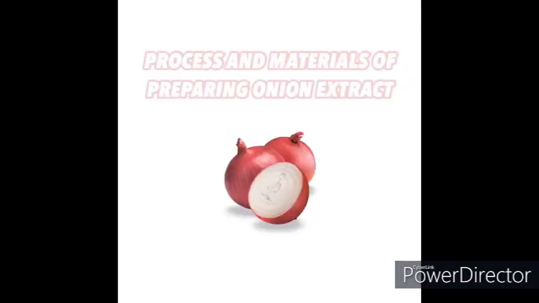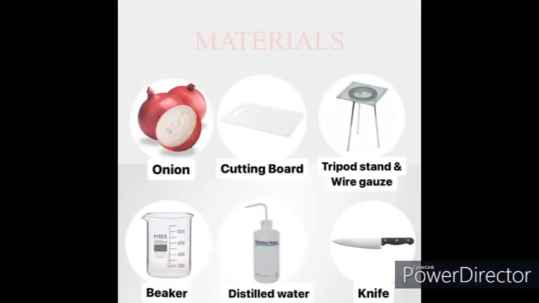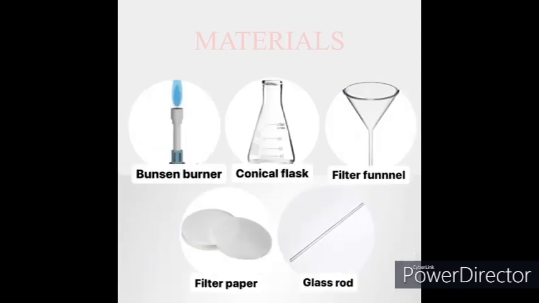This is the process and materials of preparing onion extract. If the process is done in the lab, the materials needed are onion, cutting board, tripod stand and wire gauze, beaker, distilled water, knife, Bunsen burner, conical flask, filter funnel, filter paper, and glass rod. However, home appliances can also be used.